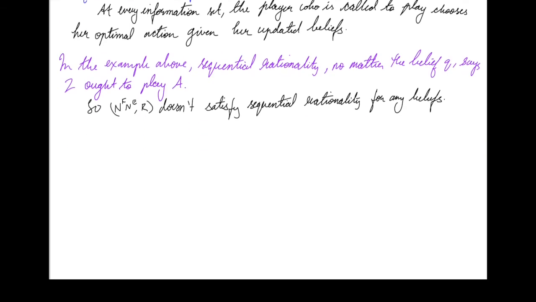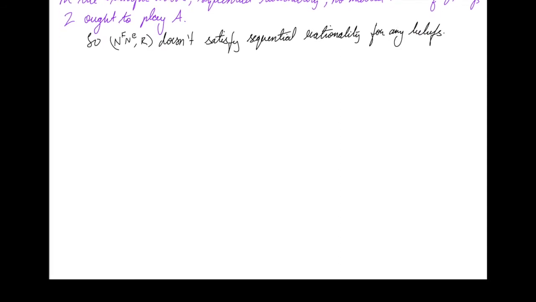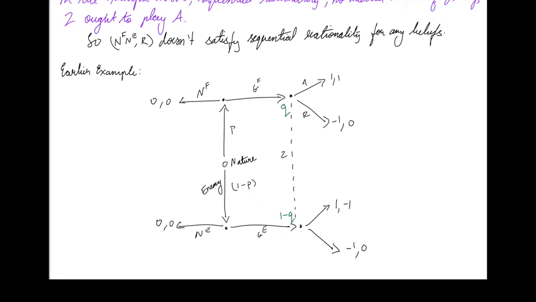Let's pull up the version of the gift game that we had seen earlier and see what sequential rationality would tell us there. So our earlier example looked like this. It's pretty much the same game. The only change is that player 1 doesn't like to receive a gift from an enemy, so it prefers to reject the gift from the enemy rather than accept it.